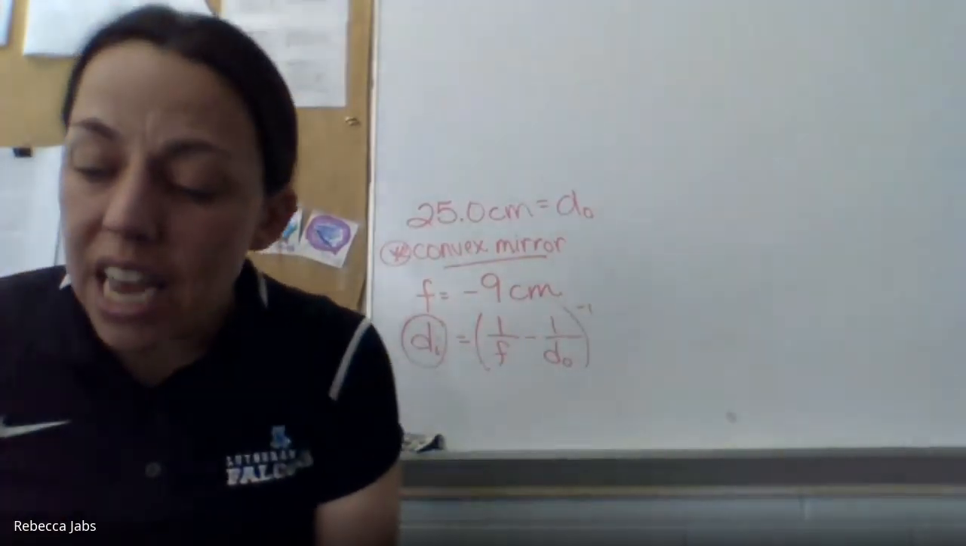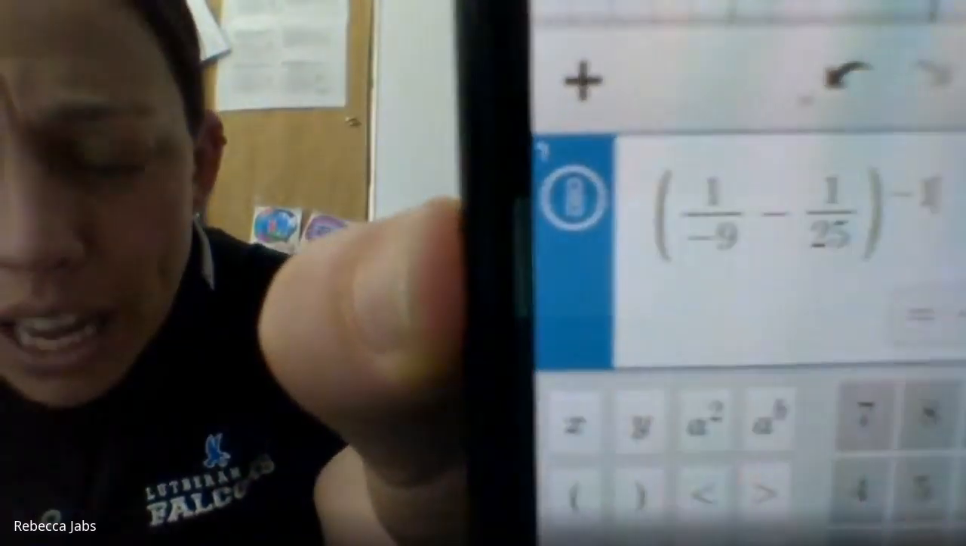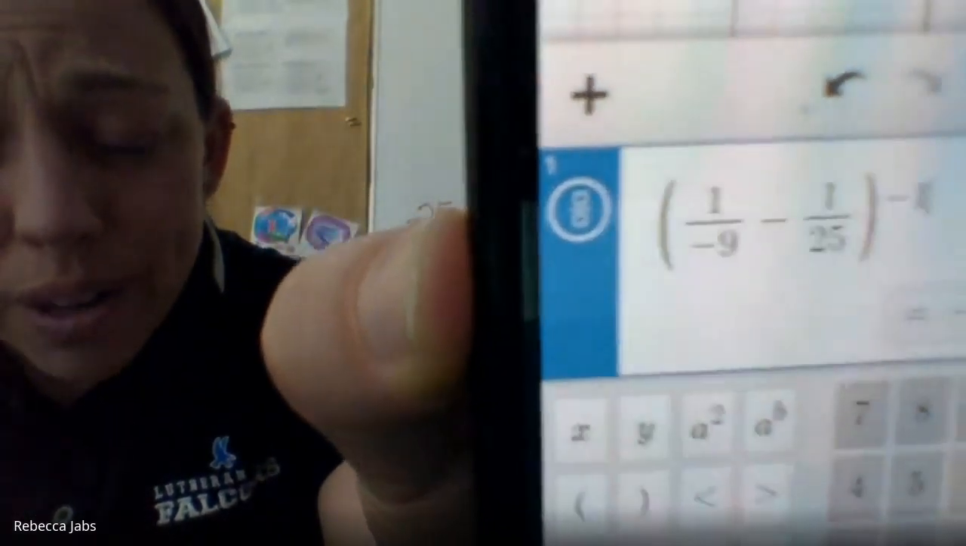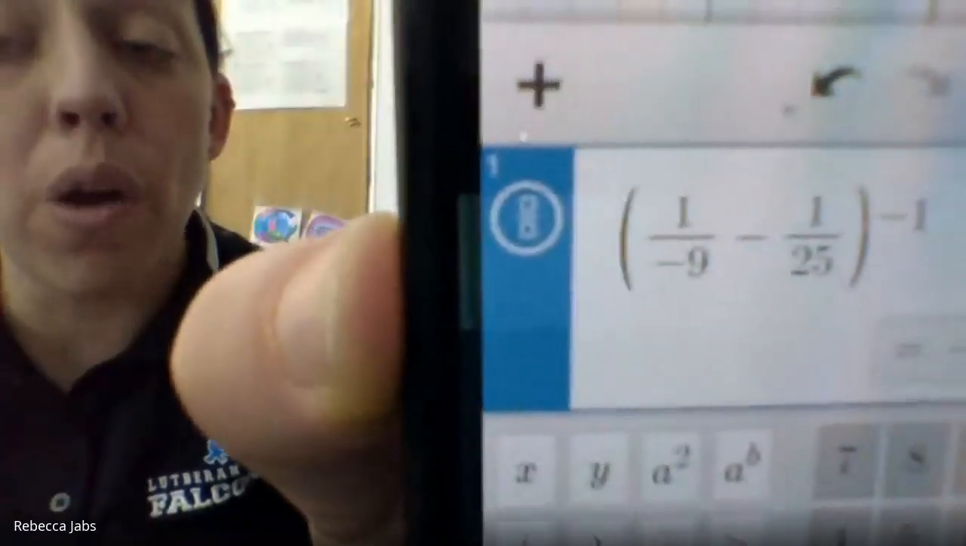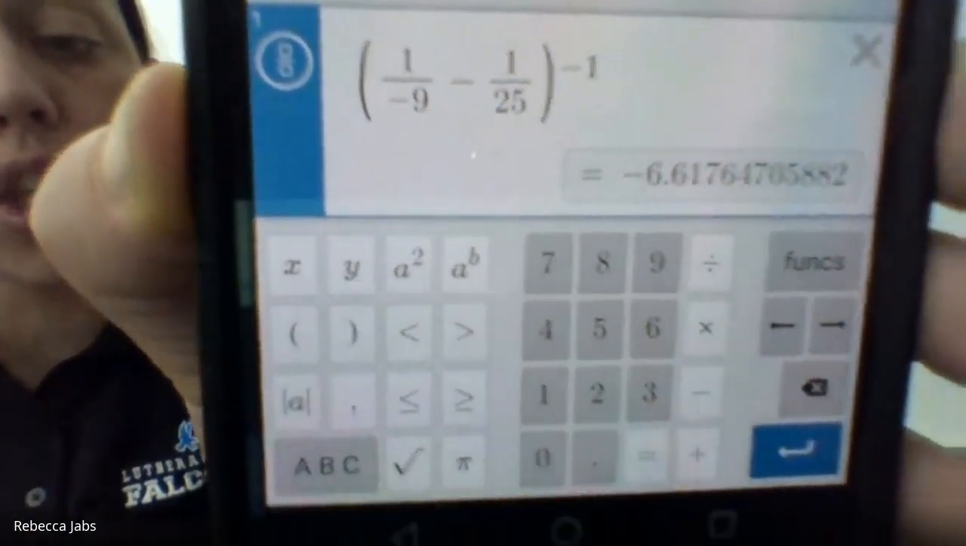So if I look at Desmos, would everybody agree? Because my focal length is supposed to be negative, I should have 1 over -9, which I know looks kind of weird, but Desmos can handle it, minus the 1 over 25, to the -1. Did you get -6.6 like mine is showing? Yep, got that.